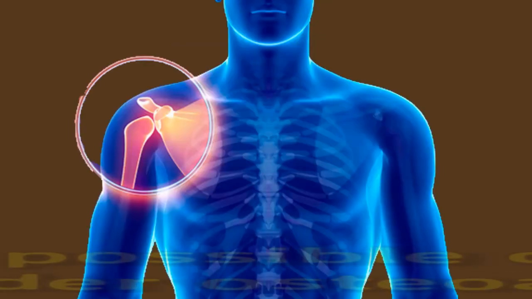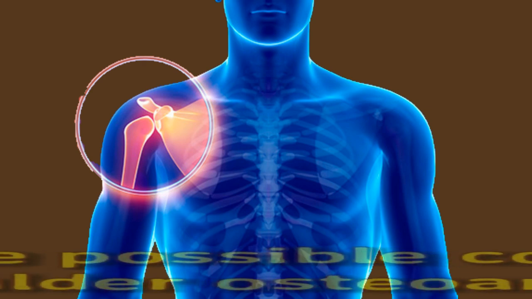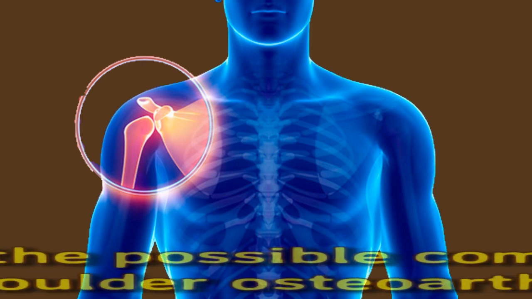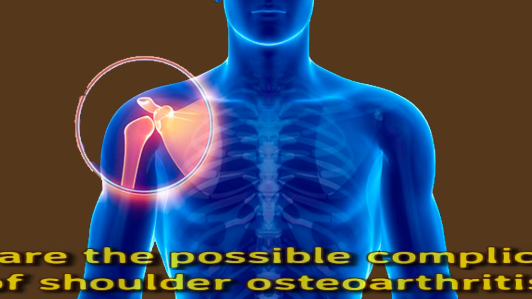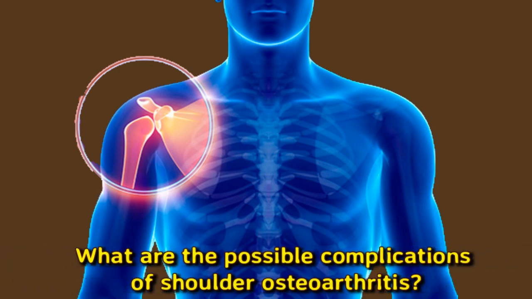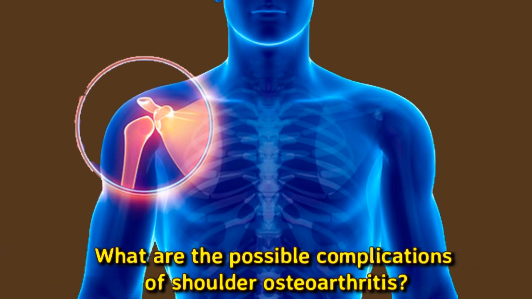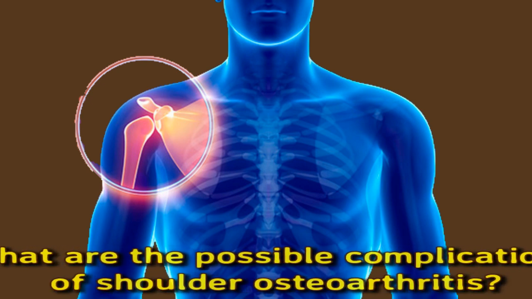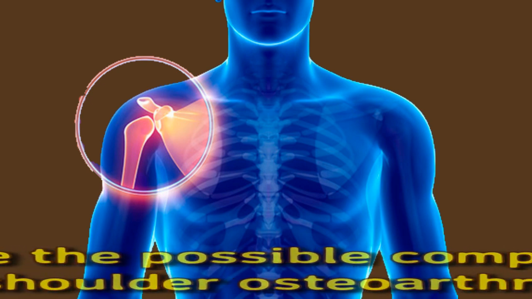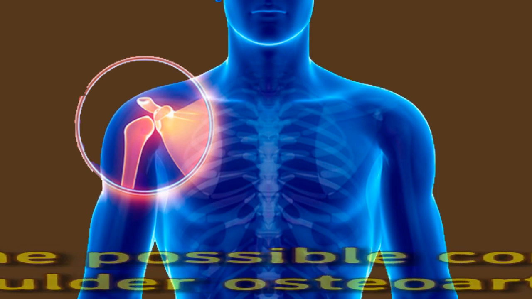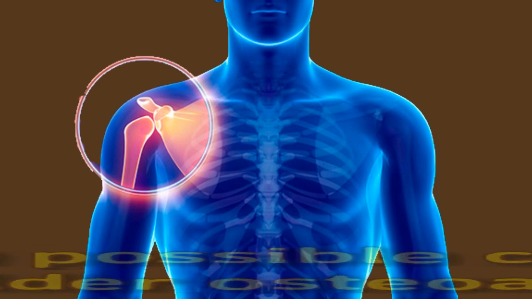What are the possible complications of shoulder osteoarthritis? Having shoulder osteoarthritis may lead to complications such as a limited range of motion. This can make it more difficult for a person to perform daily tasks. As with any procedure, surgery for shoulder osteoarthritis may cause complications. A doctor can discuss the risk of complications with a person undergoing surgery and answer any questions.